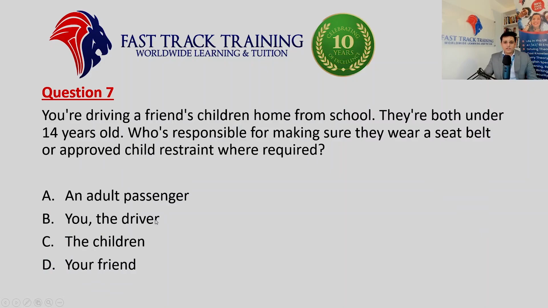You're driving a friend's children home from school. They're both under 14 years old. Who's responsible for making sure they wear their seatbelt or approved child restraint when required? An adult passenger, you, the driver, the children, or your friend. So anyone in your car that's not wearing a seatbelt, you, the driver, are responsible. It's you. So approved child restraint, driver responsible.